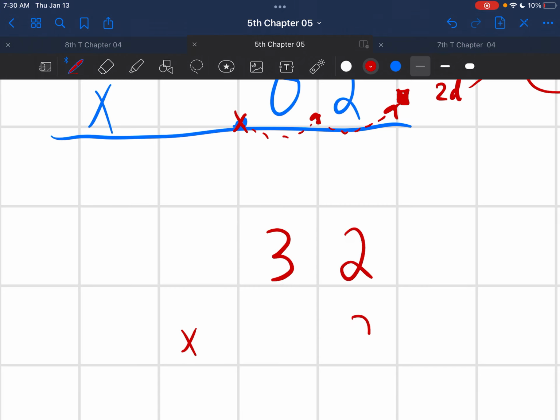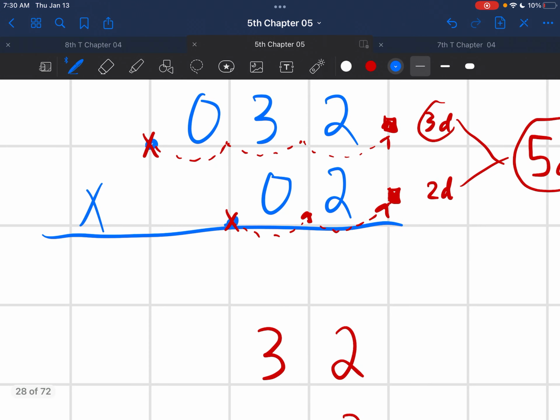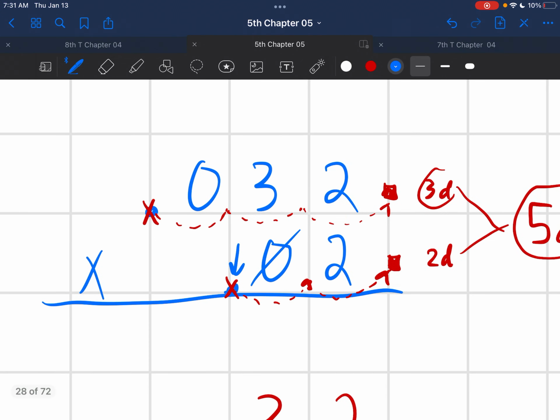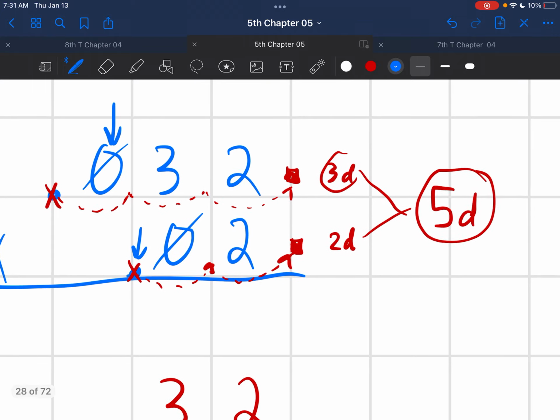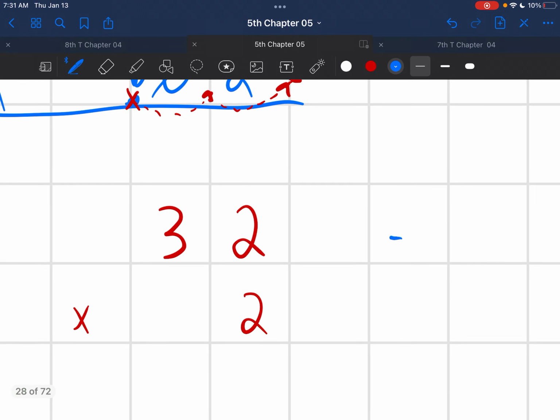So we have 32 times 2, right? Because I want to get rid of that 0. It doesn't count. And then this 0, because there's no decimal there, this 0 doesn't count either. So we're not going to multiply by those. So I'm just going to rewrite my problem. And remember, how many decimals do we have to go back? We have to go back 5 decimals.